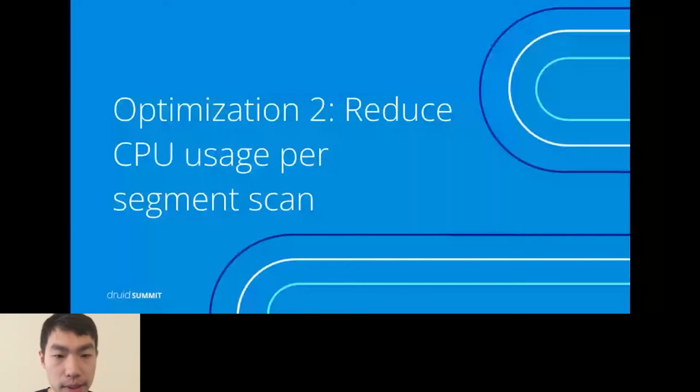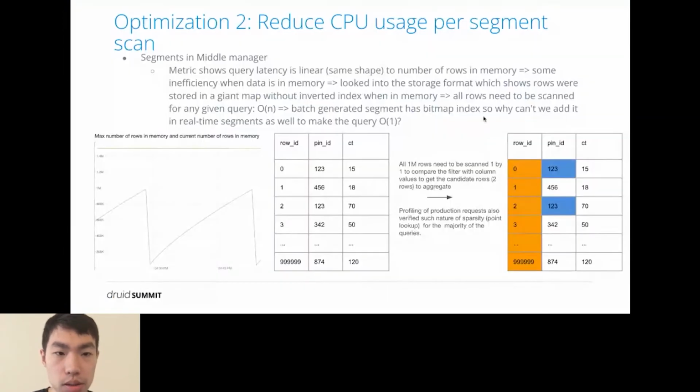Let's talk about optimization 2. We can also try to reduce CPU usage per segment scan to make each scan more efficient. First we will talk about segments in middle managers. Here's the rationale: we have metrics showing latency is linear to the number of rows in memory. On the bottom left is the typical graph for the number of rows in memory before a segment persists to disk. It's a zigzag shape, and we found that the latency is quite similar to this shape.